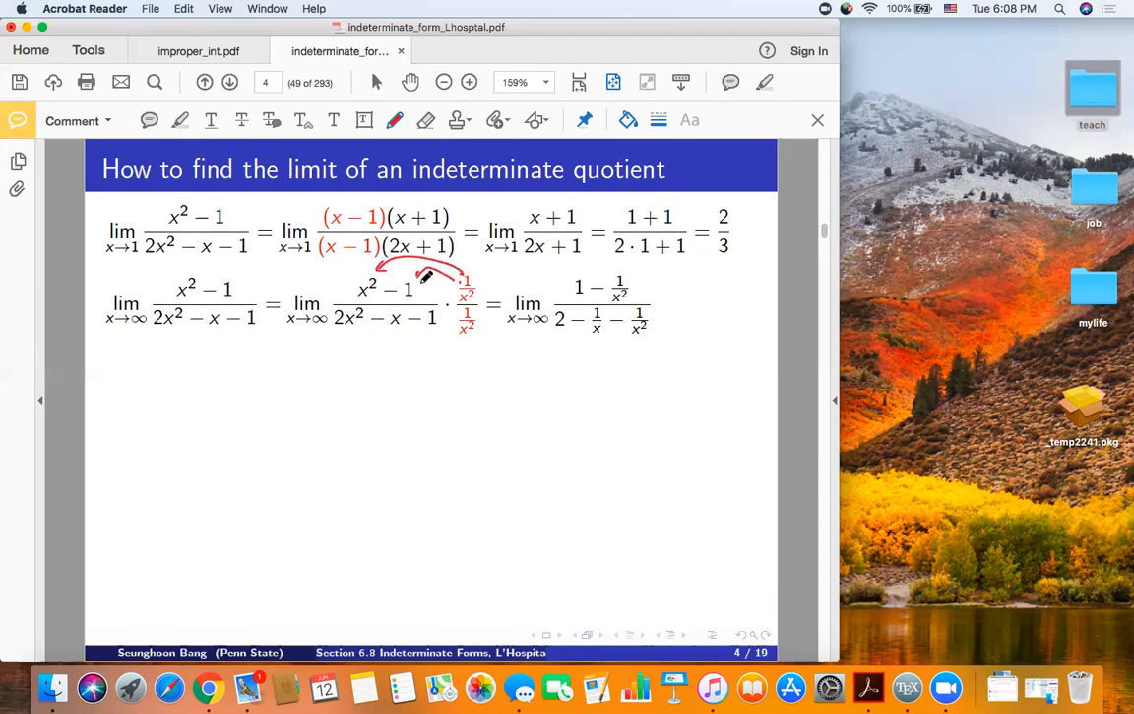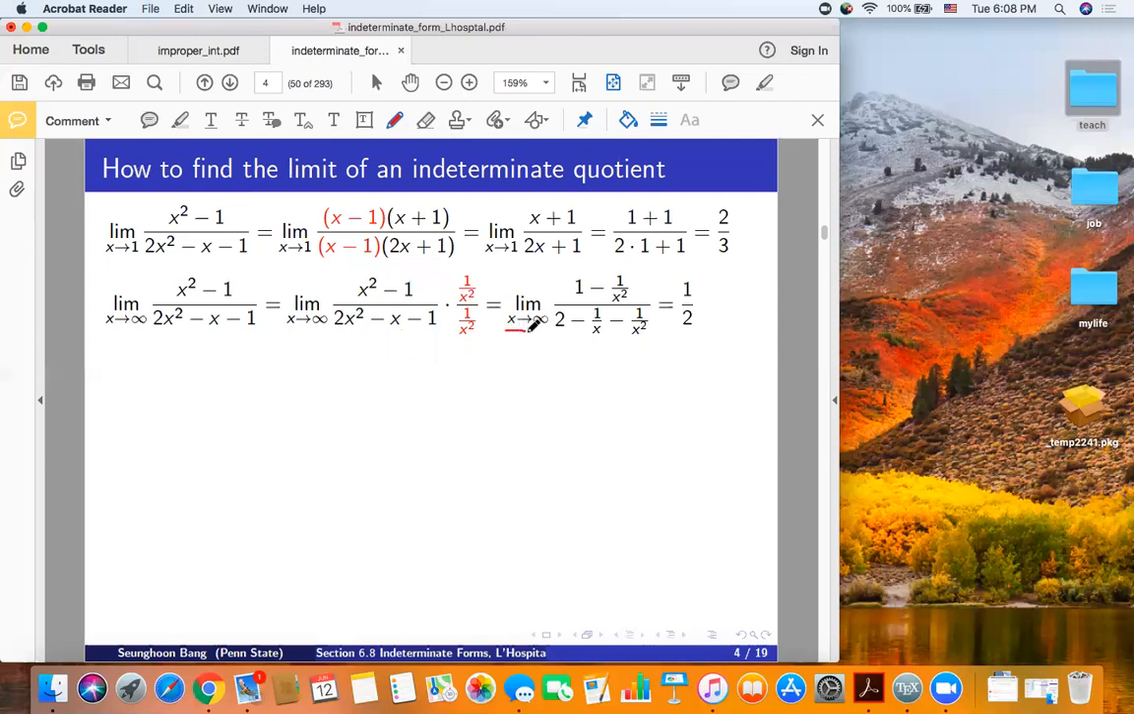Here and here, what happens? x squared minus 1 over x squared is 1. Second one, 1 times 1 over x squared is 1 over x squared. You can distribute 1 over x squared to the first, second, third one. The first one, x squared is crossed out, only 2. Second one, x is crossed out, 1 over x. Third one, 1 times 1 over x squared is 1 over x squared. So we have this one. The next, we have this one.